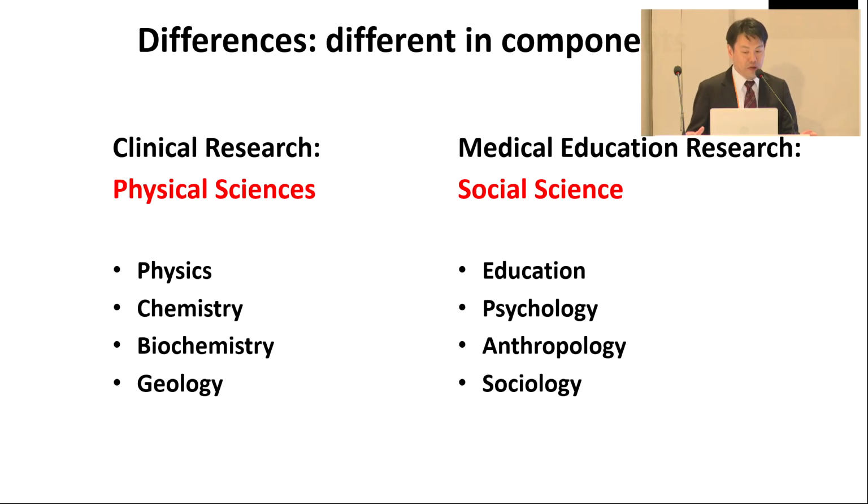And they are also different in components. In clinical research, as I mentioned before, it's more like a physical science, so it contains physics, chemistry, biochemistry, and even geology. But regarding medical education research, because it's more like a social science, it's not just about education. Sometimes it contains a little bit of psychology, anthropology, and also sociology. So that's why the components are very different.